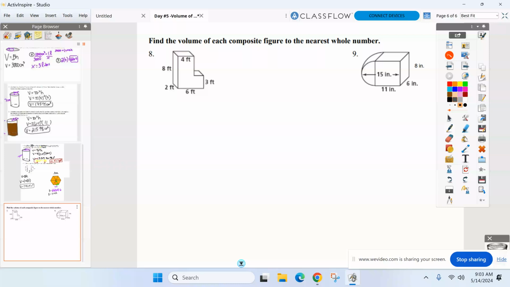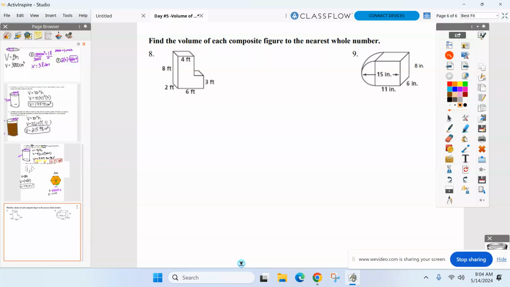Number 8, if you go back on your reference sheet, it's not going to say volume of an L or a Tetris piece. I hate to break it to you. I don't have that volume formula. What can I do, though? Break it up into 2 rectangular prisms any way you want. Okay, so you'll do that.